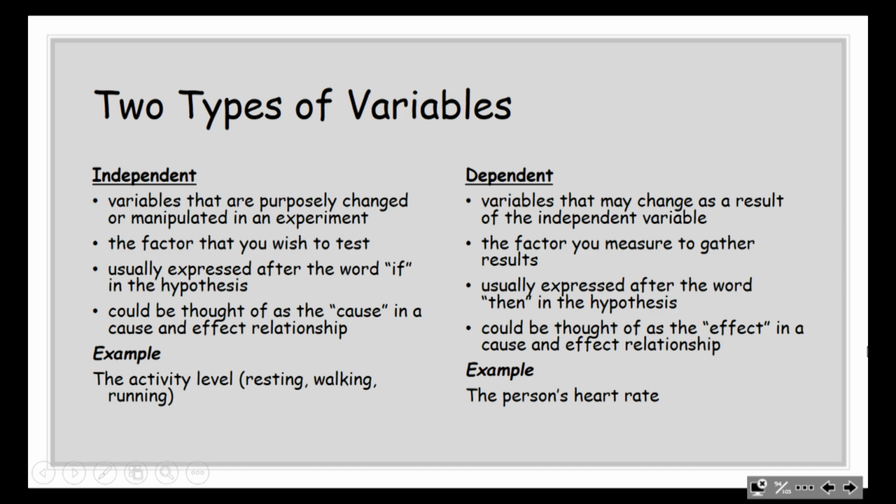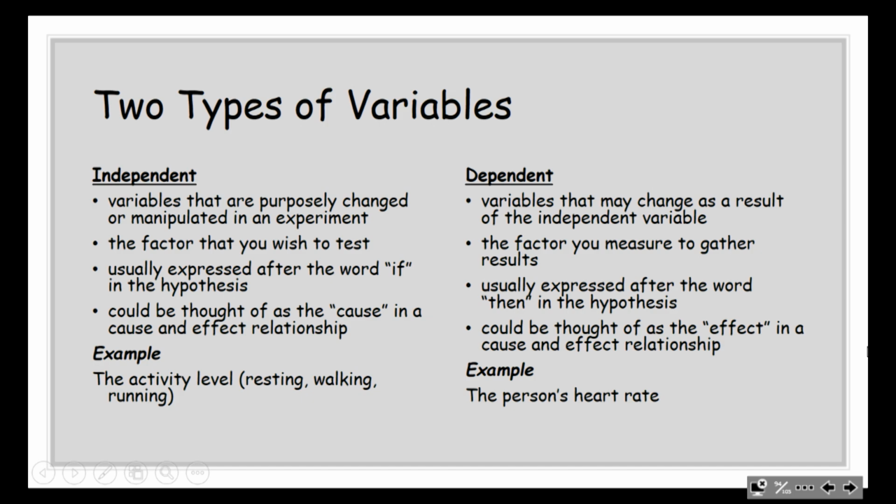Okay, on the left, I have all the information about an independent variable. An independent variable is a variable that is purposely changed or manipulated in an experiment. Sometimes it's even called the manipulated variable. The independent variable is the factor that you wish to test. It's why you're doing the test in the first place. The independent variable is usually expressed after the word if in the hypothesis. And lastly, the independent variable can be thought of as the cause in a cause and effect relationship.